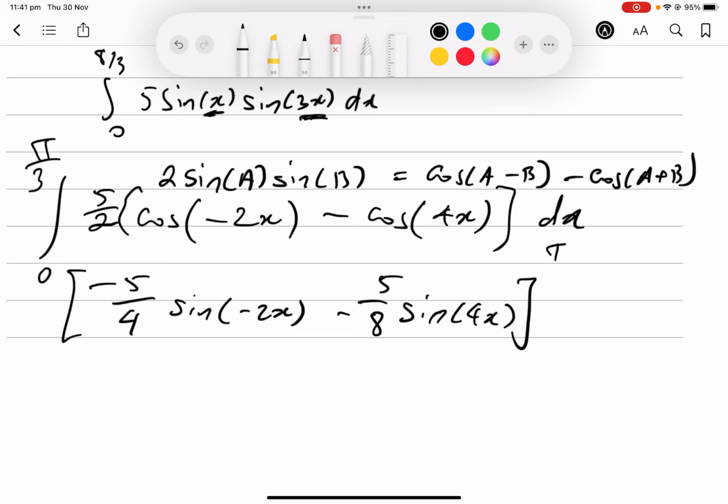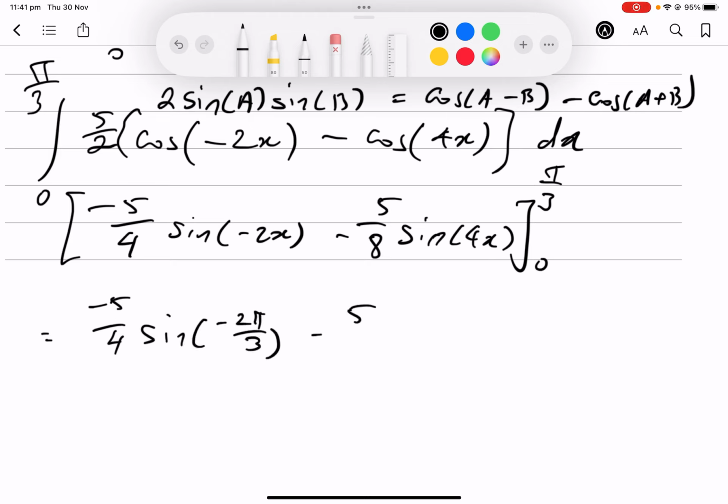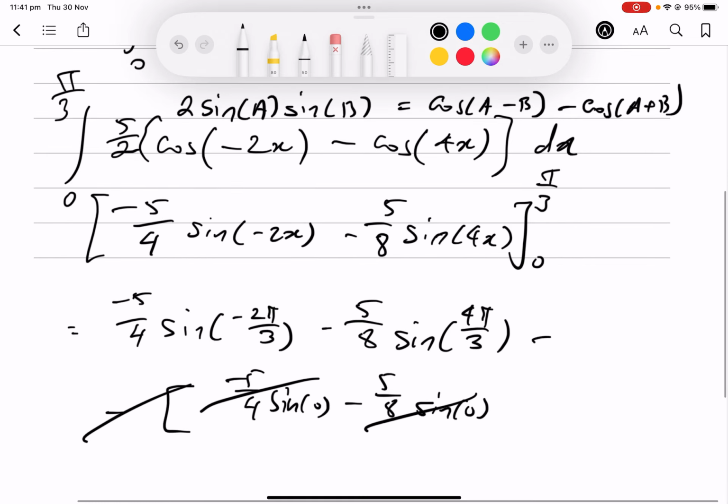And that's between pi on 3 and 0. So that's going to be negative 5 on 4 sine of negative 2 pi on 3 minus 5 on 8 sine of 4 pi on 3, minus negative 5 on 4 sine of 0 minus 5 on 8 sine of 0. Well, that's just 0, so we can get rid of that. So we have sine of negative 2 pi on 3.